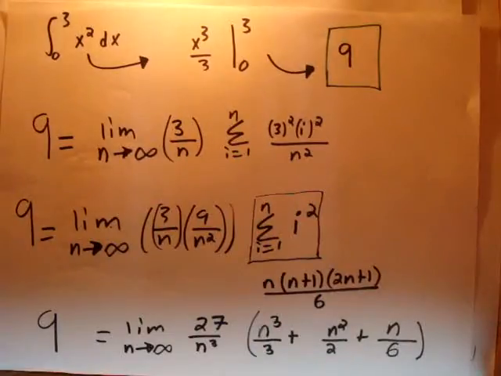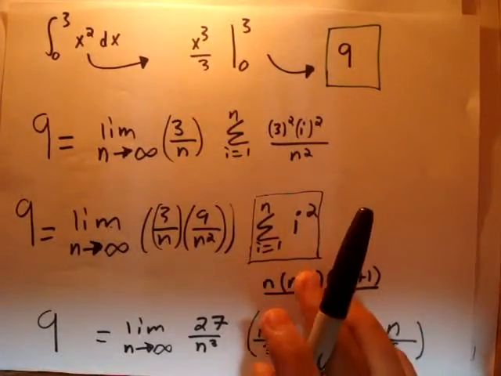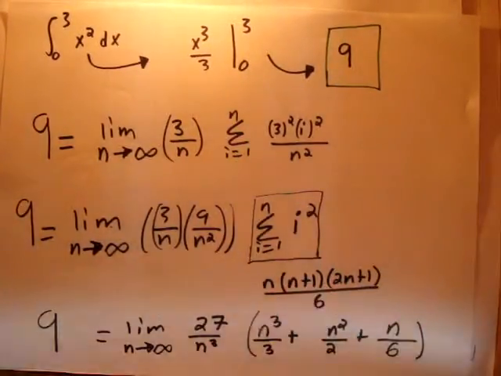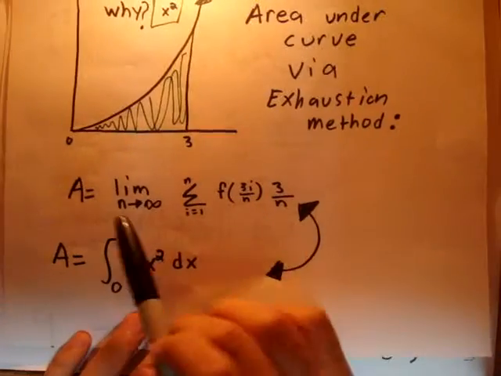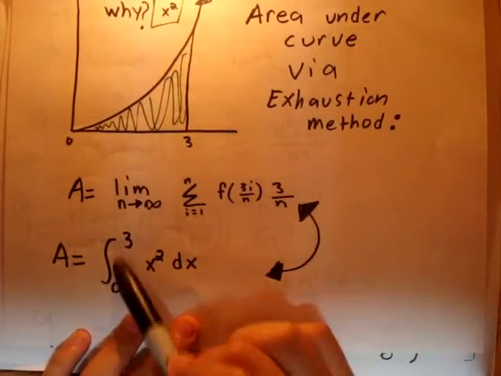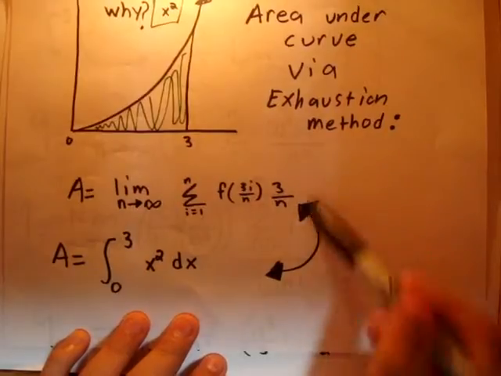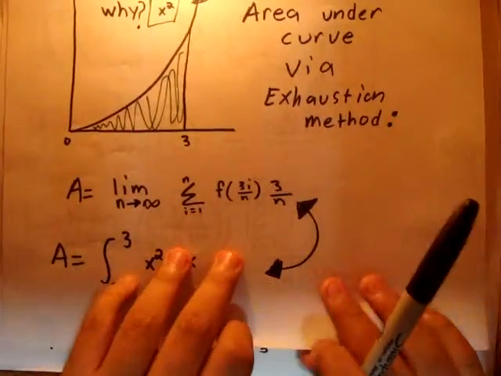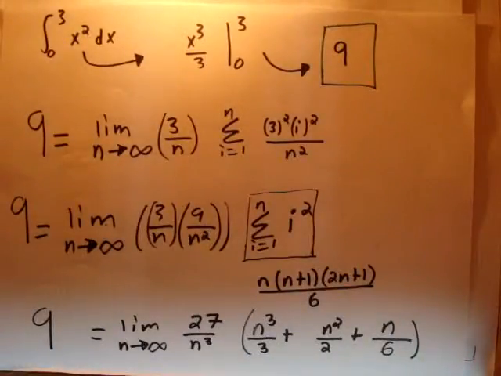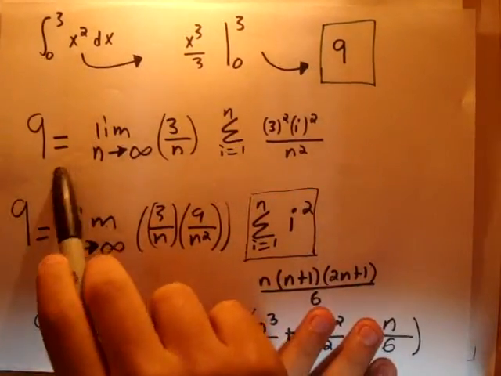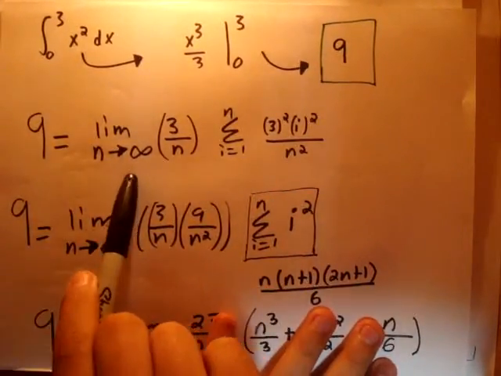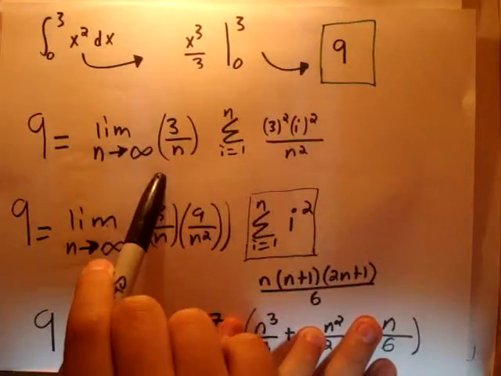So now we know that, as we saw before, this limit definition is the same thing as this integral. So these are equal to each other, specifically for this curve. Now, if that's true, we're going to make 9, which is the actual area, equal to the limit definition, the limit as n approaches infinity.